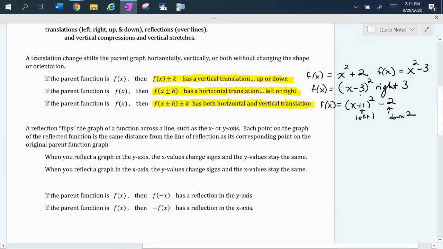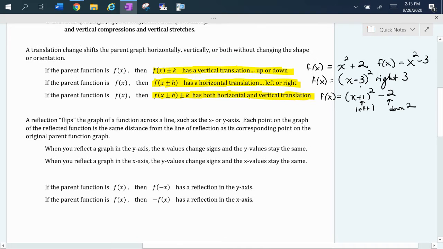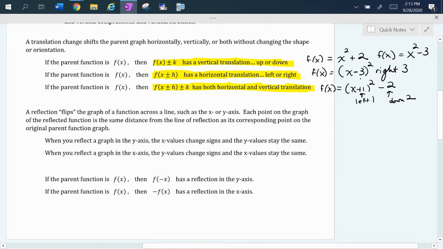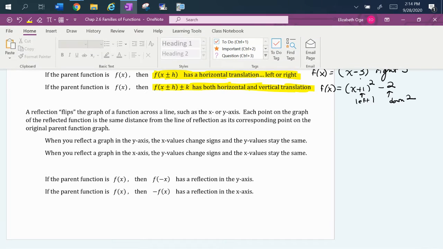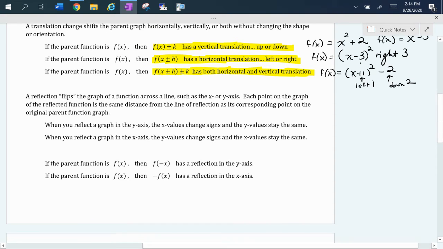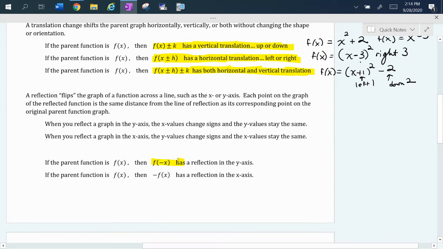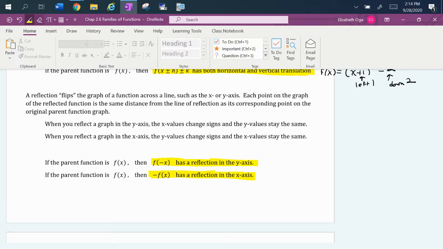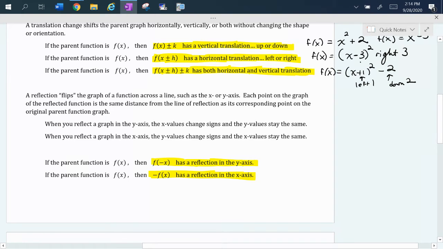Okay, so we could also have a reflection of our graph. We could reflect it 2 ways. If we decide to reflect our graph over the y-axis, then our new function would be f of negative x instead of f of x. And if we decide to reflect our graph over the x-axis, then the opposite of f of x is what we would get. So if we multiply a function by negative 1, then we reflect our graph over the x-axis.